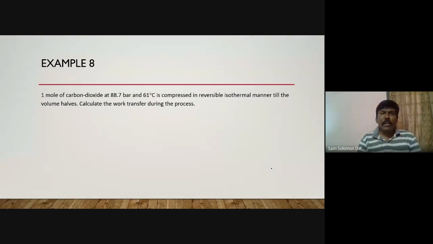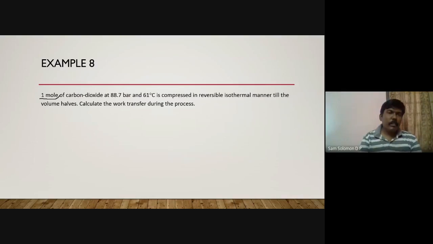So 1 mole of carbon dioxide at 88.7 bar and 61 degrees centigrade is compressed in a reversible isothermal manner till the volume halves. Calculate the work transfer during the process. Okay, I have taken this example because we will be using the compressibility chart here. That is why I have taken this particular problem. This is not actually mentioned, but we are going to use the compressibility chart here.